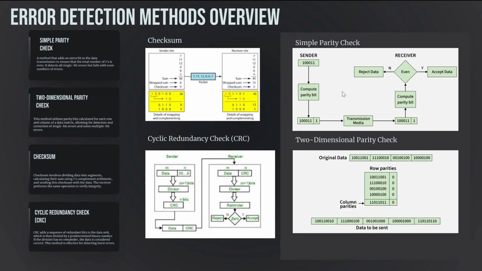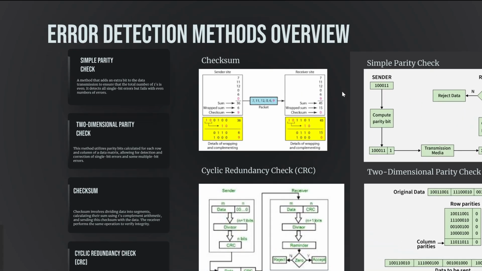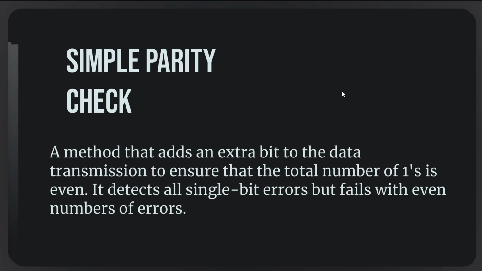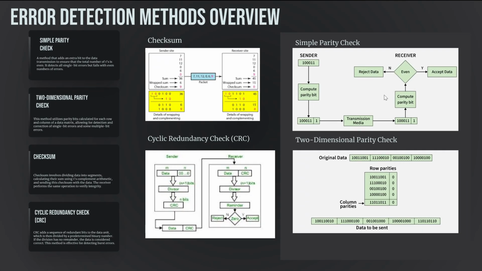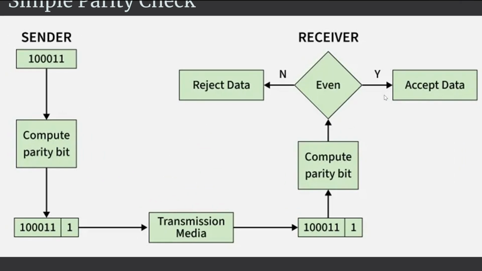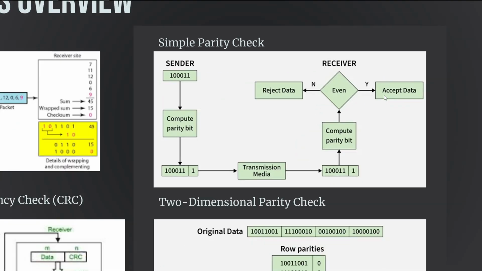So, what happens when errors are detected, and how are they corrected? Let's see. The first one is the simple parity check. For the simple parity check, we add one extra bit to make the number of ones even or odd. This is quick and simple, but may miss some errors.